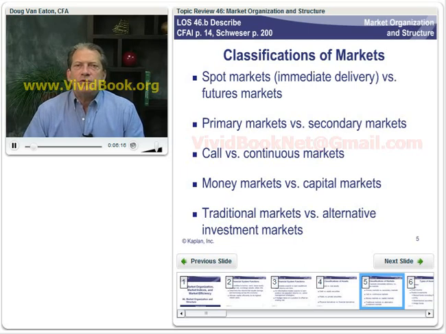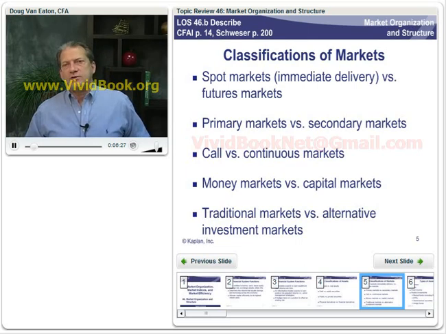Traditional markets versus alternative investments, well, we've got a study session called Alternative Investments, so that'll be described there, but it includes such things as private equity funds and venture capital funds and real estate, and mutual funds are talked about in there, whereas traditional markets are the markets for stocks and bonds.